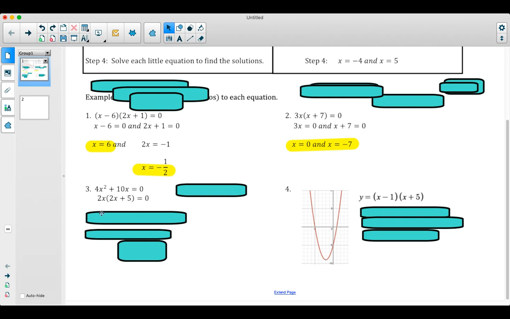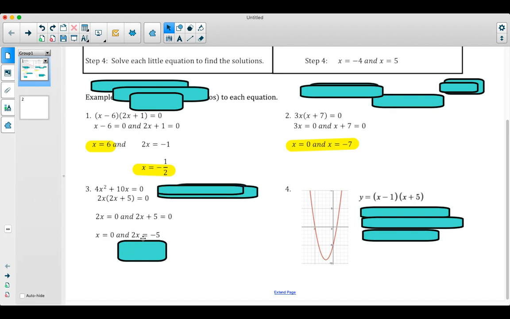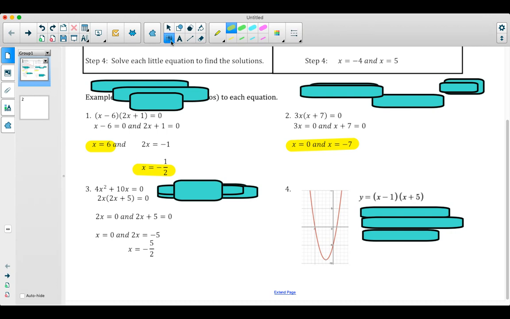Now I'm going to set each factor equal to 0. So now I'm looking at 2x is equal to 0, and 2x plus 5 is equal to 0. Divide both sides by 2. Subtract the 5, and now I'm looking at x is equal to 0, and x is equal to negative 5 over 2. Both of these are going to be my answers, x equals 0 and x equals negative 5 over 2.